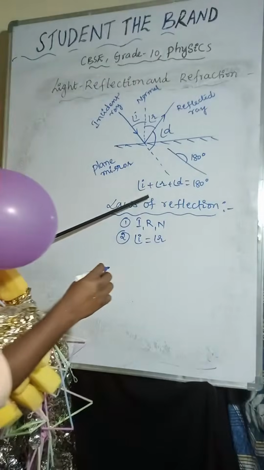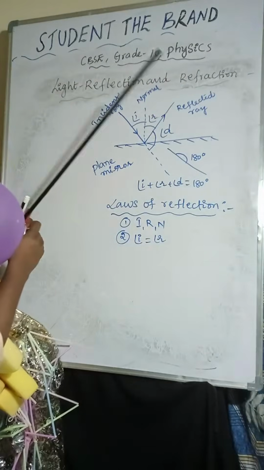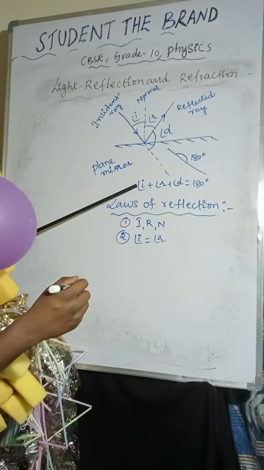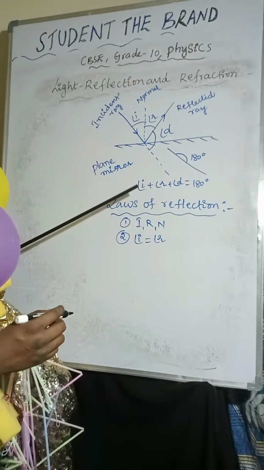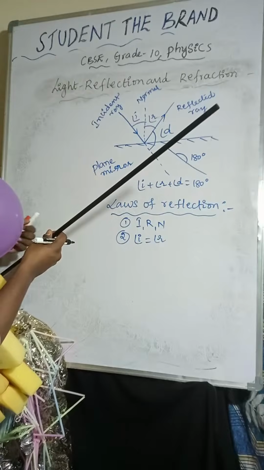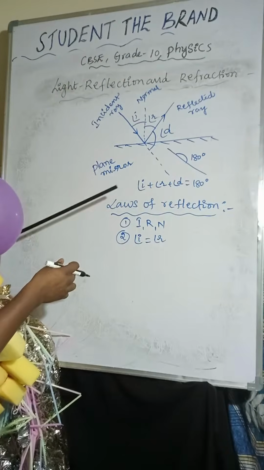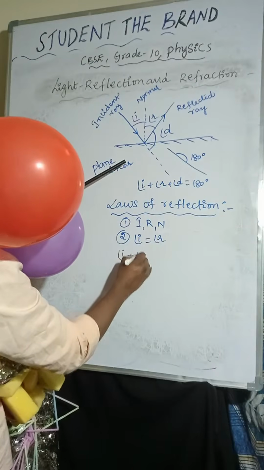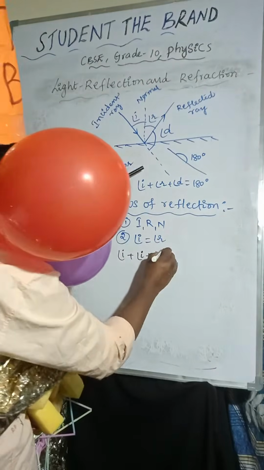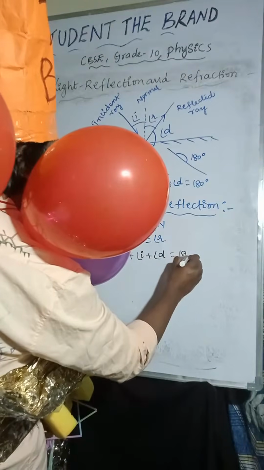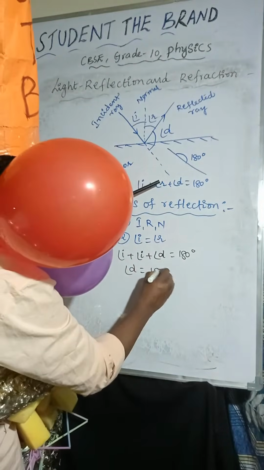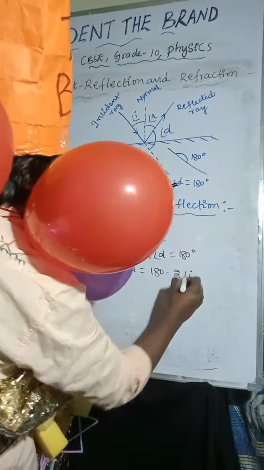So from that, we can write this equation like this. Angle of incidence plus angle of incidence plus angle of deviation equals 180 degrees. So angle of deviation equals 180 minus 2 times the angle of incidence.